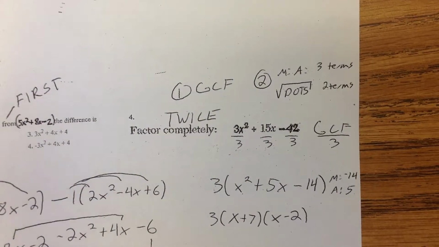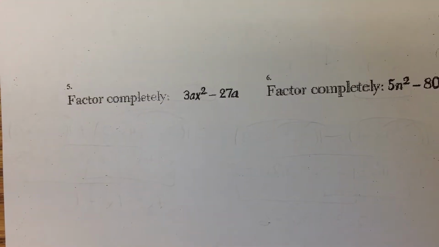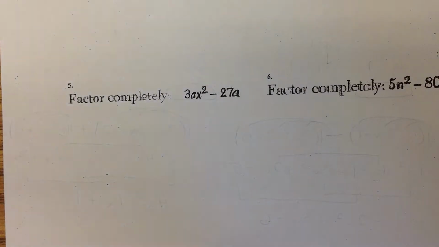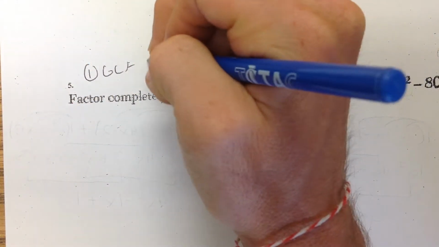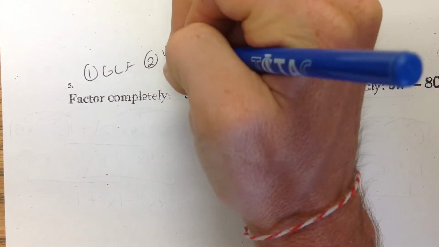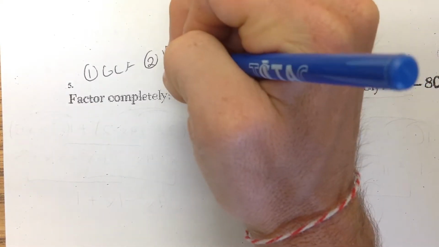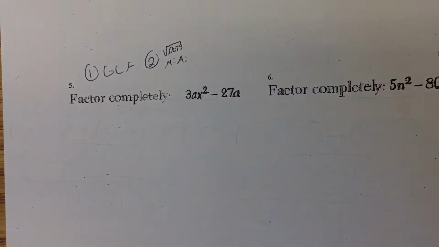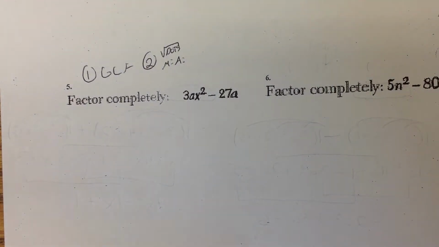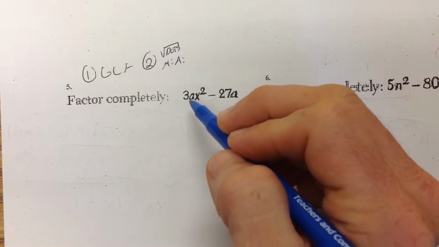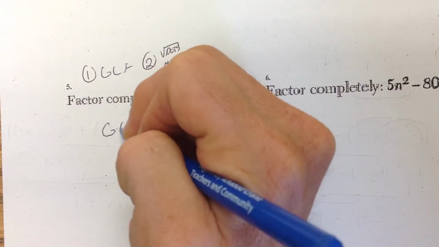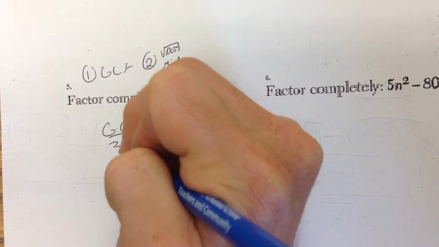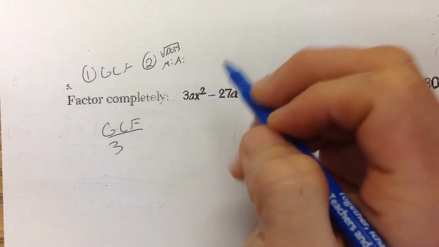All right, let's take a look at the back. We have more factor completely here, so we're going to start all of these with the GCF, and then we're either going to do dots or multiply and add. All right, so let's take a look at this one. We've got to do the GCF of 3 and 27. Now we can use the calculator, but on this one I can tell you it's just going to be 3.